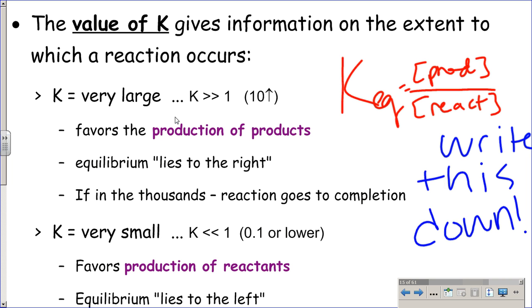This means the products are favored. So mathematically, it makes sense. You do not have to memorize that if K is greater than 1, it means the products are favored, if you understand the math. If you care to memorize it, that's all you.